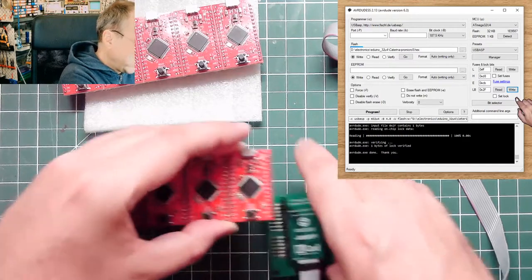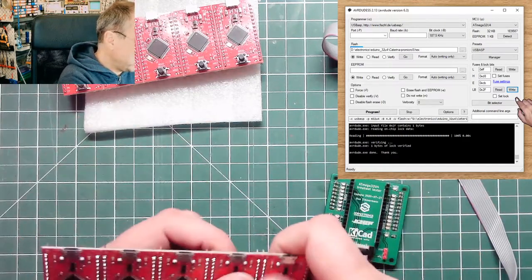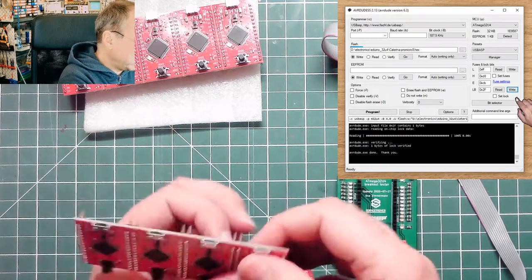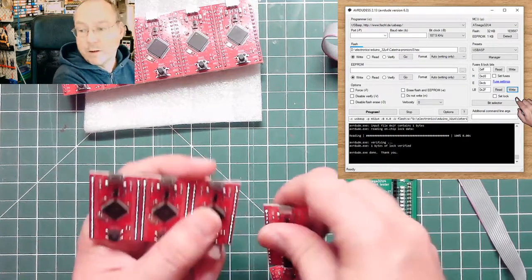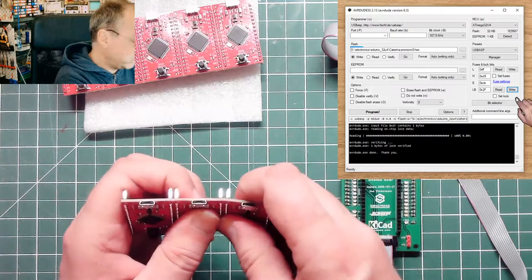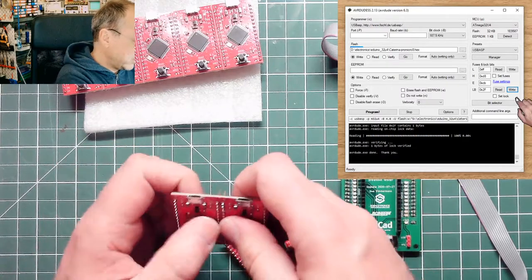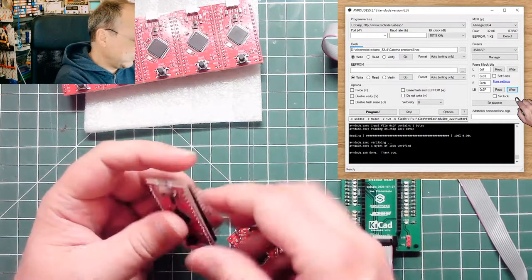And now I will have to pack them individually. So I just break them along the V-score line, which is between each of these boards. And yeah, that's it.